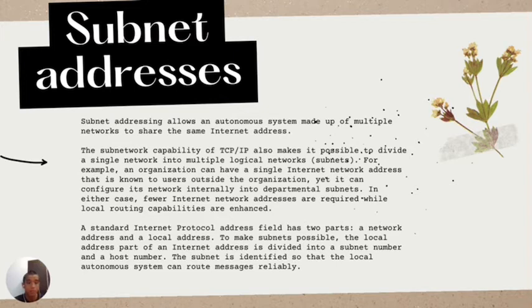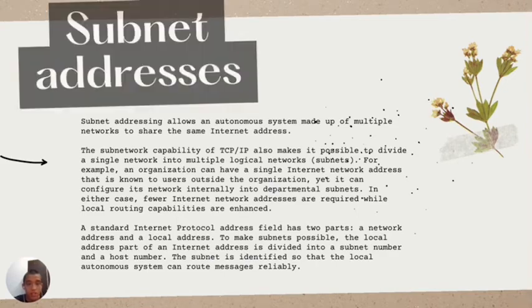A standard internet protocol IP address field has two parts. Ada dua. Pertama, a network address and a local address. To make subnets possible, the local address part of an internet address is divided into subnet number and host number. The subnet is identified so that the local autonomous system can route messages reliably.